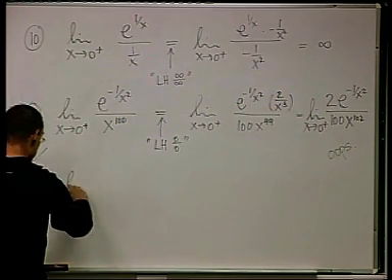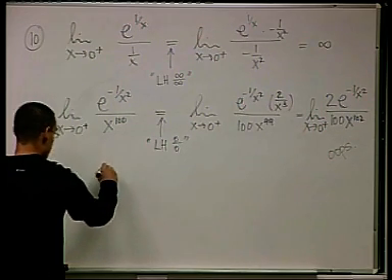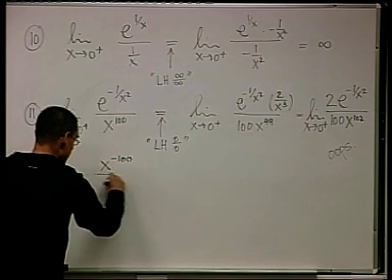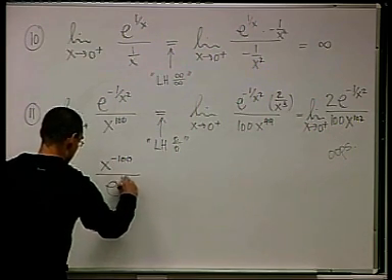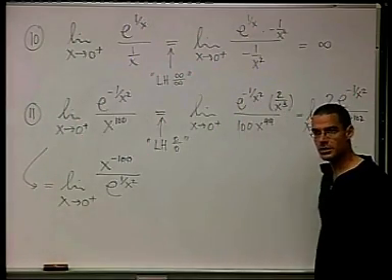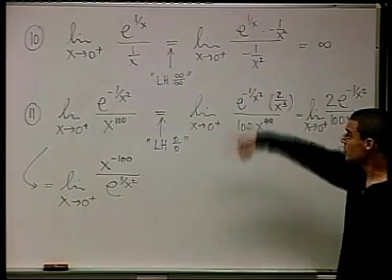This equals the limit as x goes to 0 plus of x to the power minus 100 divided by e to the power 1 over x squared. I just sent the top to the bottom and the bottom to the top. I can do that, right? Do you agree that these two are the same?